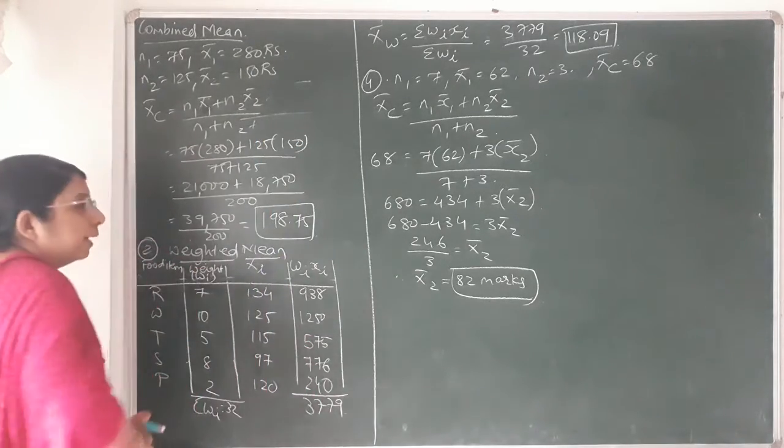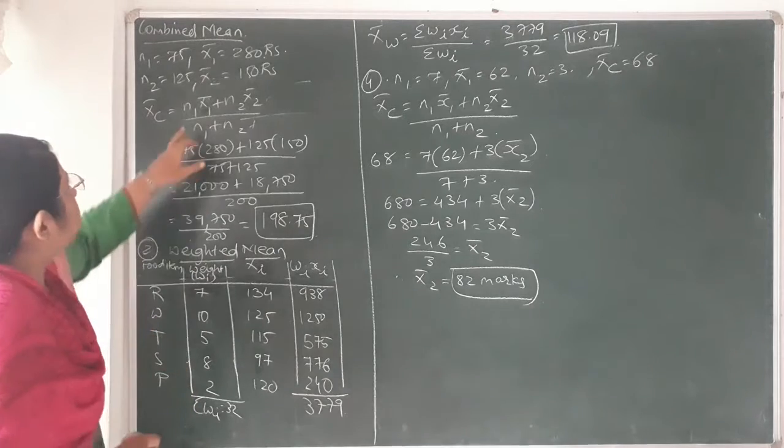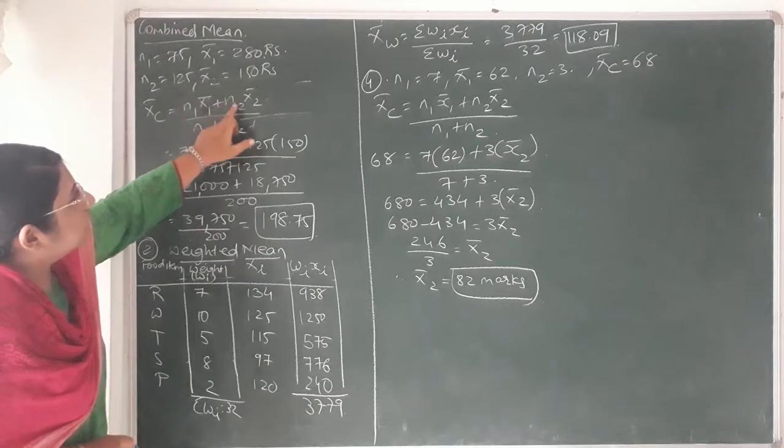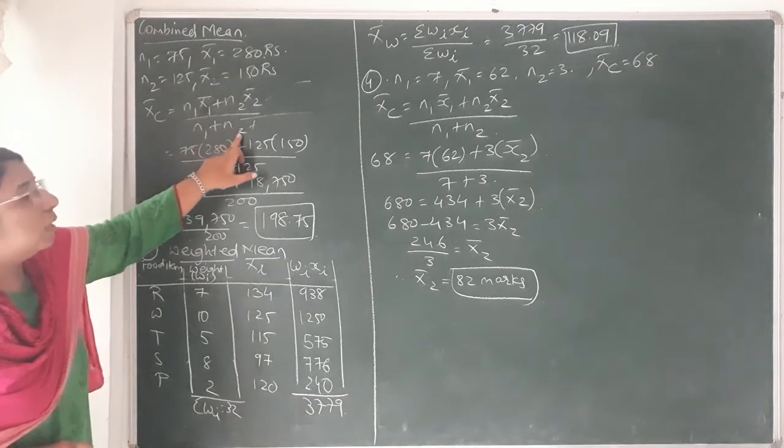It was just for your explanation. Okay, so now here two means are given. So our formula for combined mean would be n1 x1 bar plus n2 x2 bar upon n1 plus n2.